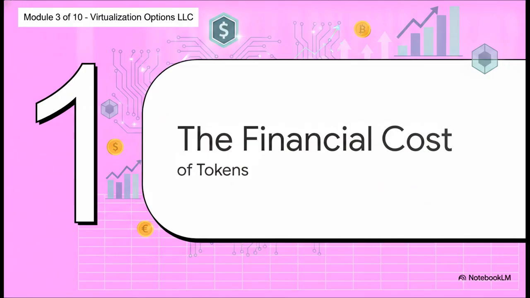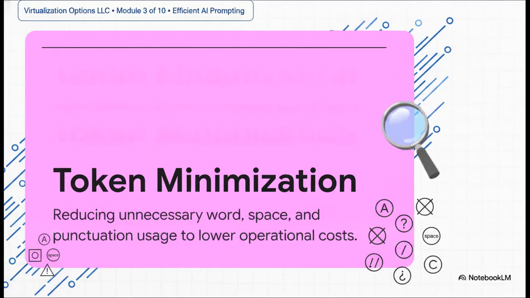It is so important to view the act of writing a prompt not just as a creative task, but as a direct financial responsibility for the organization. So what exactly are we talking about when we say token minimization? Well, in the AI world, a token isn't always a full word. A token could literally be a single punctuation mark or even a blank space. And every single one of those tiny elements requires compute power to process.